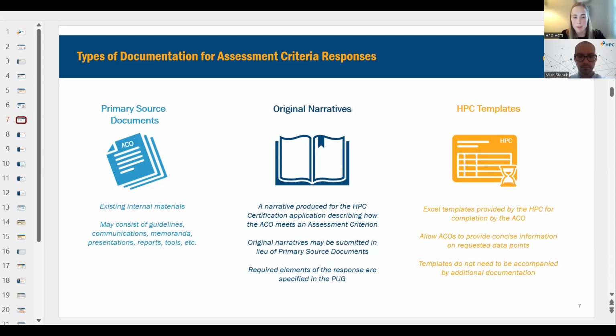Our hope here with primary source documents is that they really help to streamline the application process for ACOs, and where possible, avoid requiring ACOs to create net new material for the application. So if you have ready-made documents that demonstrate adherence to the standards, we encourage you to submit those, and we're happy to work with you on determining whether the materials that you have will satisfy certain requirements.